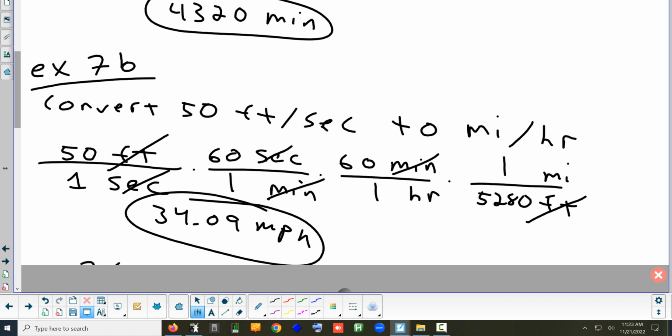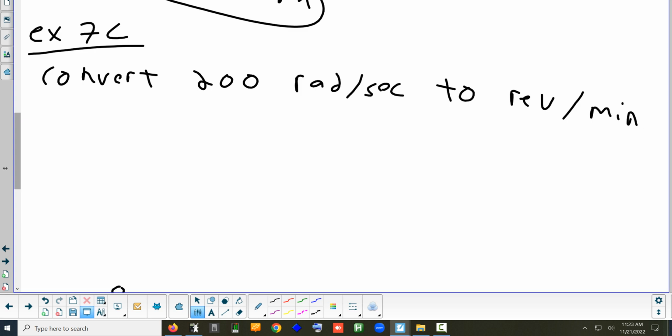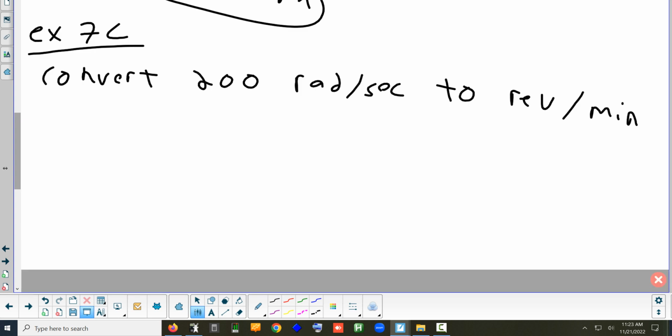And the point of that is just to get used to dimensional analysis with units you're comfortable with. Now, we're going to try it with units you might not be as comfortable with. 200 radians per second. That's per 1 second. We can really start any way we want. So anyone think they could tell me my first thing I want to try to do?